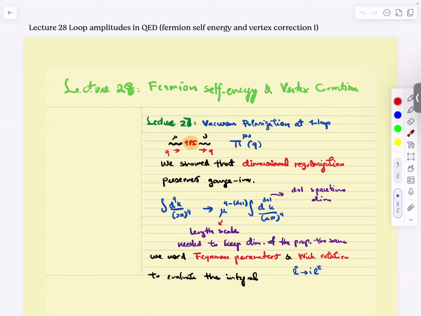We said that if you naively use a momentum cutoff, you will break the gauge invariance. So the Ward identity will not be satisfied, and to make sure that it is satisfied, because it's important, we use dimensional regularization. It's a regularization scheme that preserves gauge invariance. Of course, it comes at a cost: you always have to introduce a scale, a physical scale.